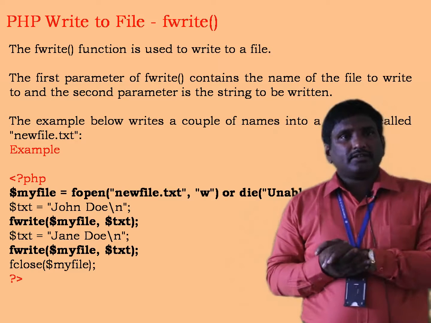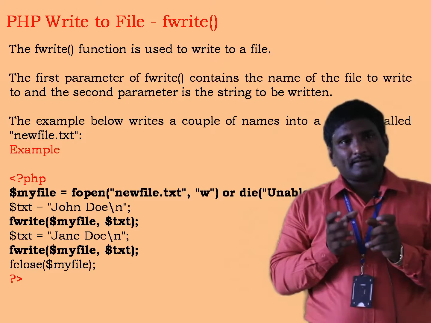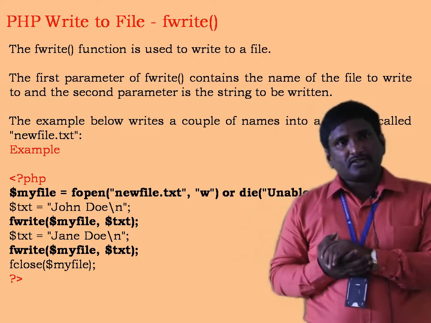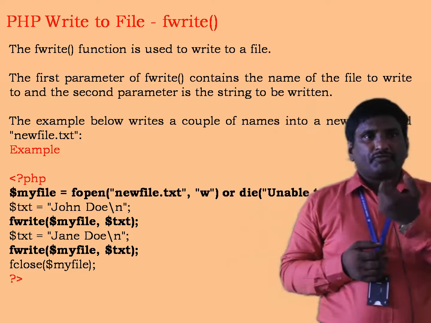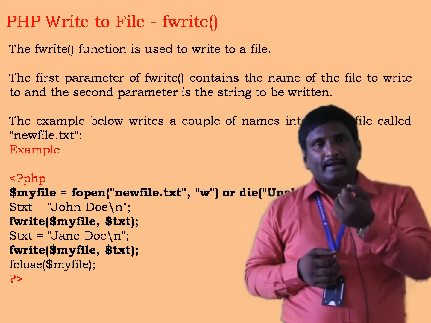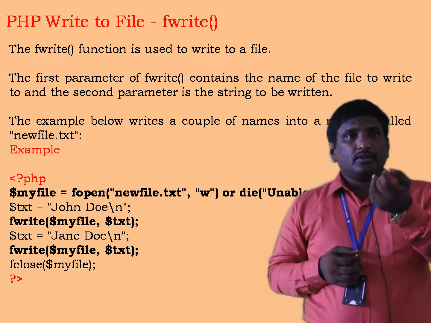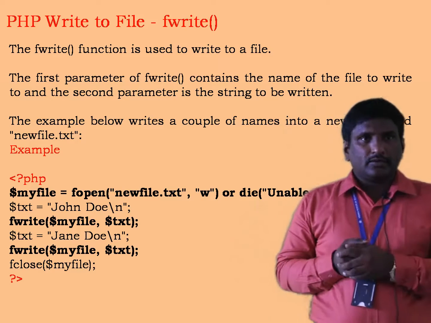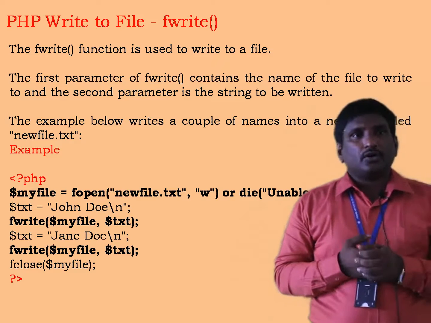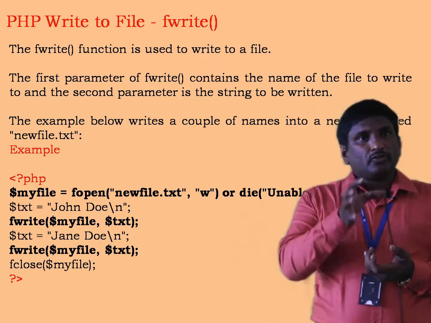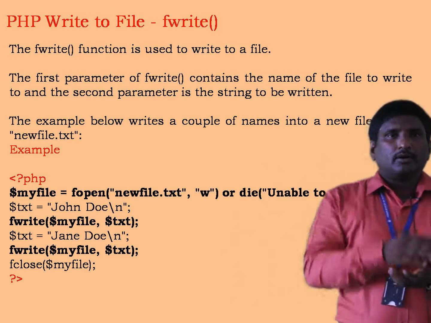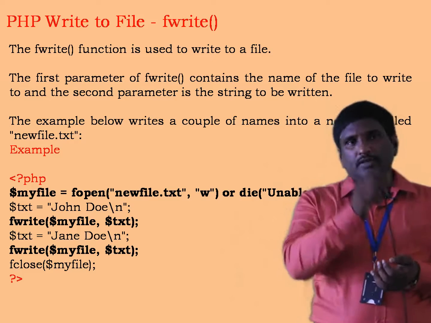Then I add these characters to newfile.txt. For that I used the fwrite function, which has two parameters. The first parameter is $myfile, that is the file pointer of newfile.txt, then the text. In this way two lines are added to newfile.txt. After that we need to close the file pointer. In this way we can write content to the file. The writing starts from the beginning if the mode is W.